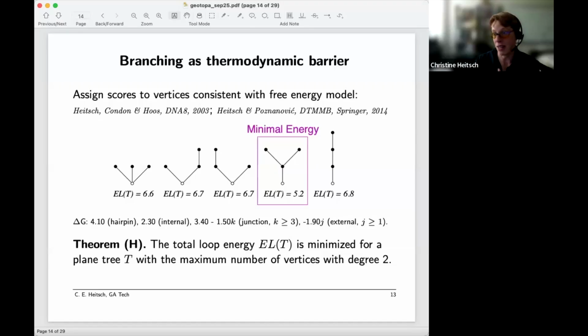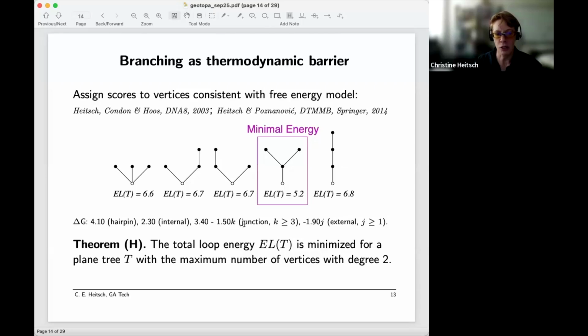we can take the free energy model that biologists use all the time to think about the relative stability of these RNA molecules. And we can write down how we would score one of these plane trees in a way that comes directly from this thermodynamic model. What's important about this is that what is known as a hairpin, and those are the leaves in the trees, are energetically the most expensive type of loops. An internal or non-branching loop is middling. It's costly, but not nearly as costly as the hairpins are.